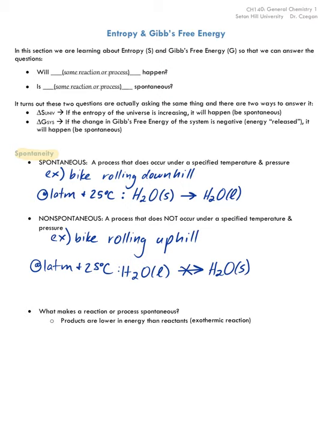You may have noticed that for both of these examples, whether we're talking about a bike rolling downhill, uphill, or water melting, freezing, the opposite of the spontaneous process was a non-spontaneous process. And that is going to be true for everything. So the reverse of a spontaneous process is a non-spontaneous process.